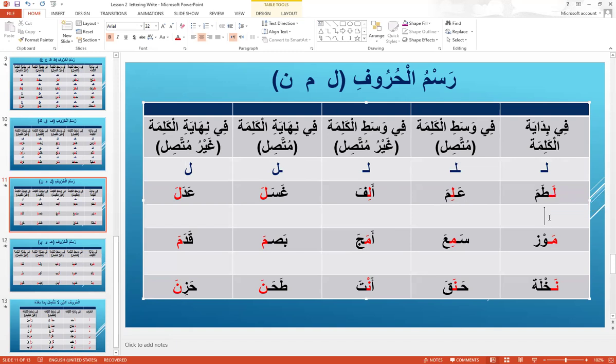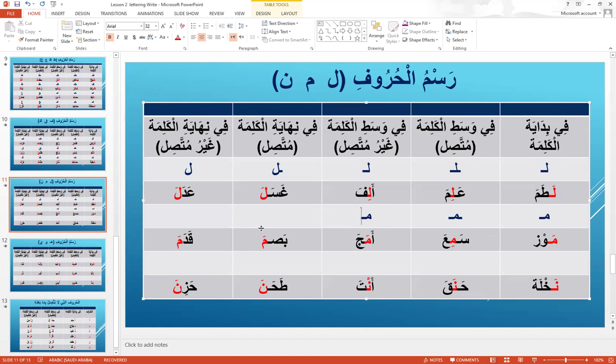Then we have mim after. The mim also is one of the alphabets that connects on the right. So it's going to be written like this at the beginning. So mim fi wasatil kalma muttasil. Mim at the middle of the word connected is going to be written like this, with the connection on both sides. So mim fi wasatil kalma ghayr muttasil, mim at the middle of the word not connected, is going to be written like this.